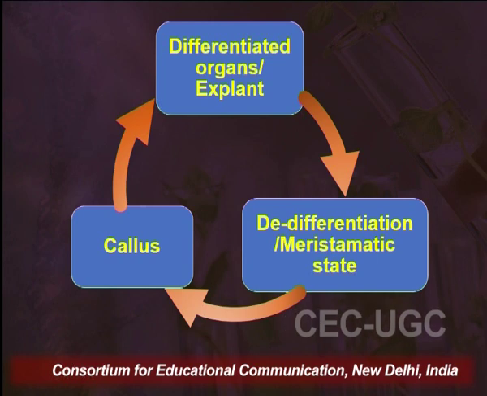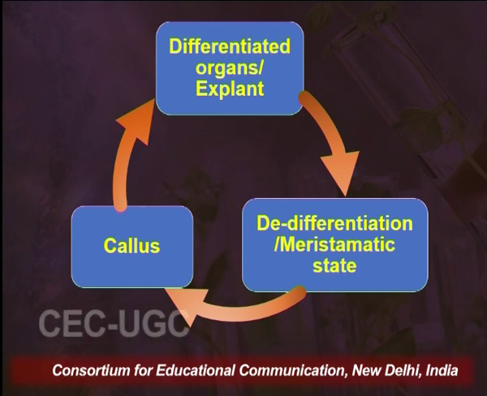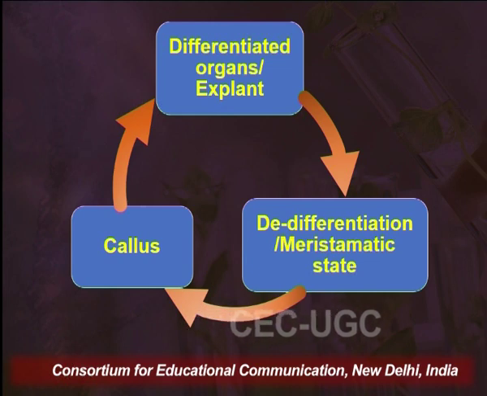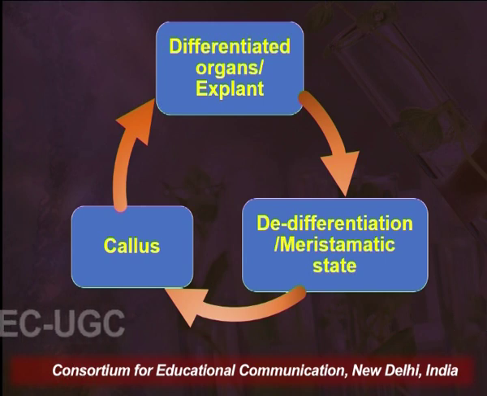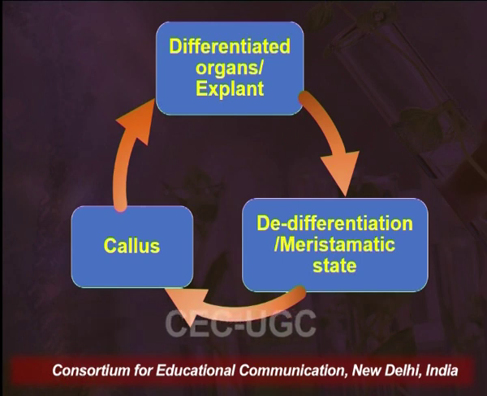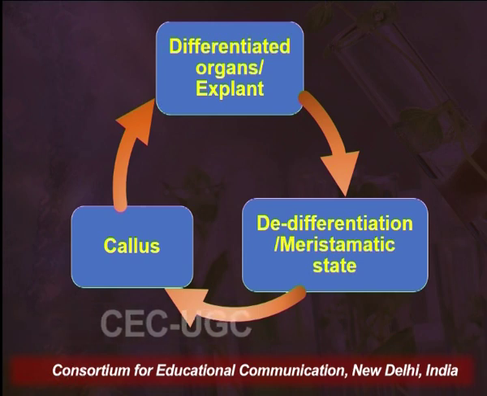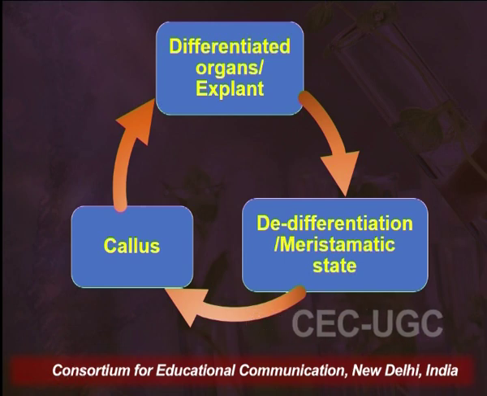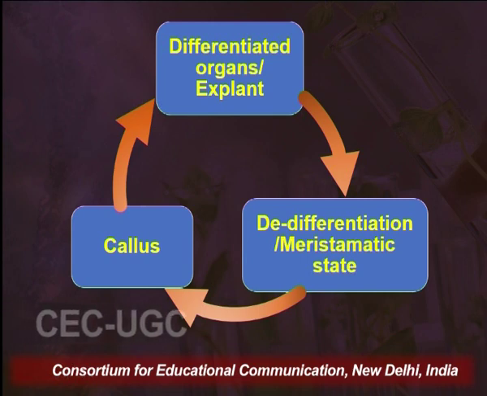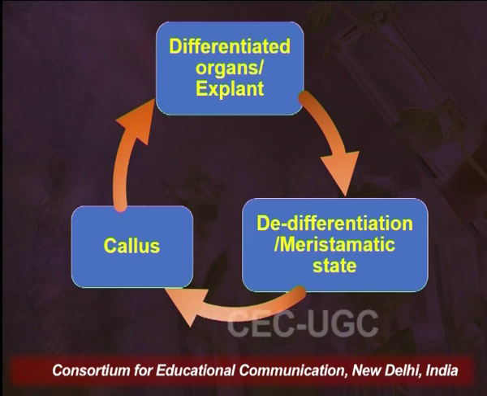First, we take an explant material, which is nothing but a differentiated organ. Once we place that explant onto the culture media, it enters into a de-differentiation stage, that is a meristematic state, where the cells just start dividing without differentiating into proper organs. So, after de-differentiation, we reach the callus state. Now, once the callus state is achieved, we can manipulate the hormonal composition in the media, and we can again enter into the differentiated stage wherein we get different organs of the plant. So, this cycle keeps on going whenever we are going for subculturing.